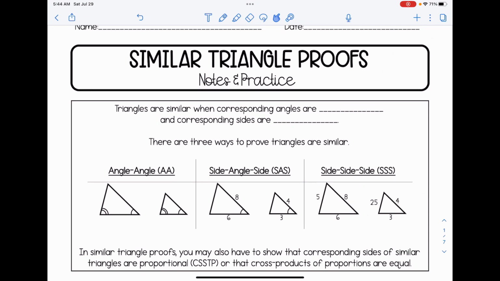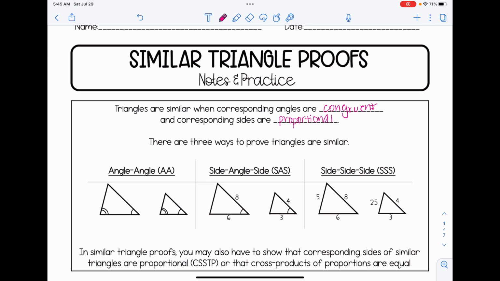Hi everyone, in this video we are going to be talking about similar triangle proofs. So we should have already established that triangles are similar when corresponding angles are congruent and when the corresponding sides are proportional. So we're going to fill those two blanks in: corresponding angles are congruent, corresponding sides are proportional in similar triangles. There are three different ways to prove that triangles are similar.